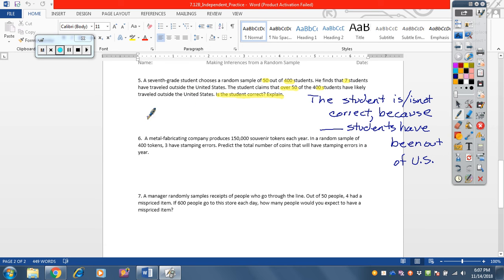So to do this, you're going to set up a proportion. 7 and 50 go on one side. 400 goes on the other. The question is X over 50? You have to decide.